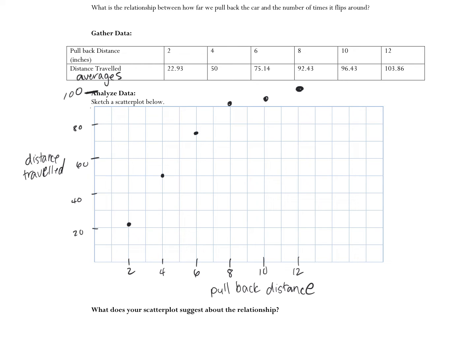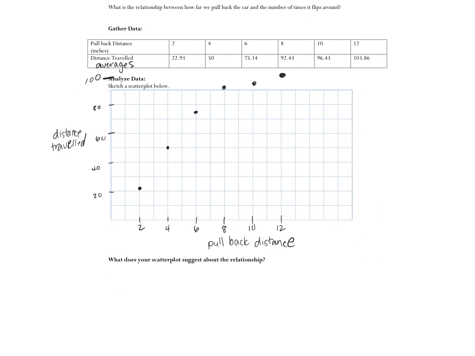All right, so right now on this scatter plot, what do you see? A positive slope. Positive slope, okay. And for right now, I'm going to call that a positive relationship. And that as the pullback distance increased, so does the distance traveled. Anything else jump out at you?